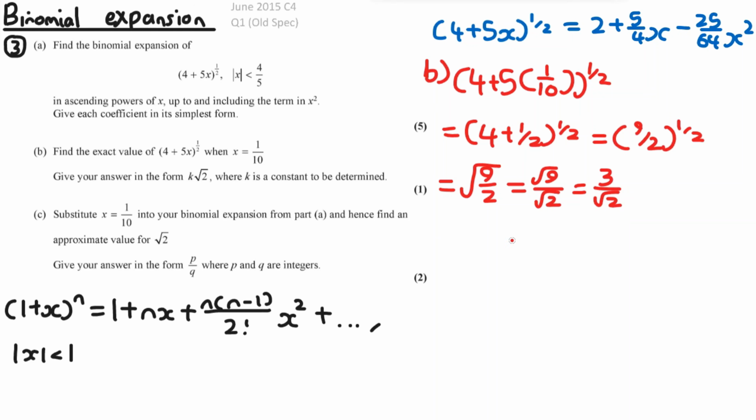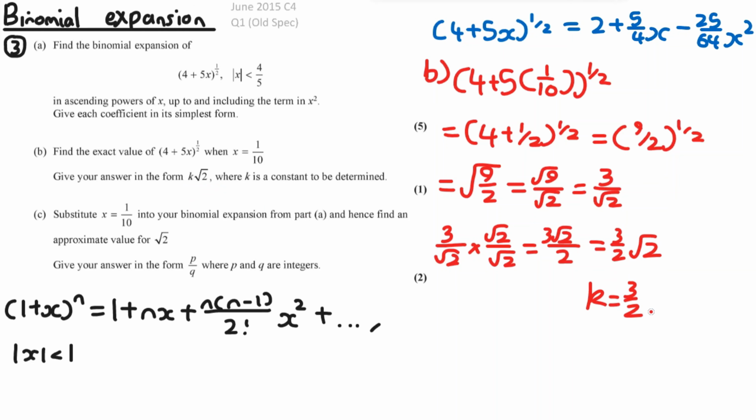But the way we can just do it is do 3 over root 2 times root 2 over root 2, so we're timesing it by 1, as this here is 1. Root 2 over 2, and this is equal to 3 over root 2 over root 2 times root 2, so it's going to be 2 like this. So this here, 3 over root 2, is equal to 3 root 2 over 2, so therefore this is equal to 3 over 2 root 2. So this is of the form k root 2, where k is equal to 3 over 2.